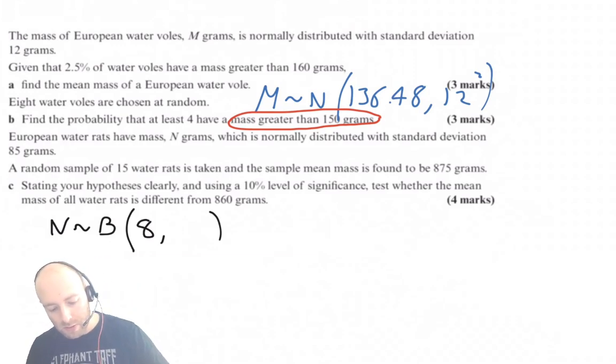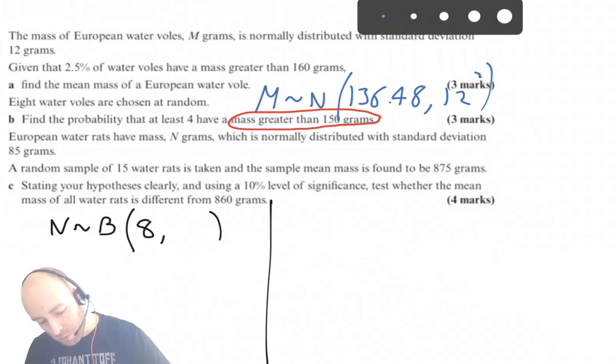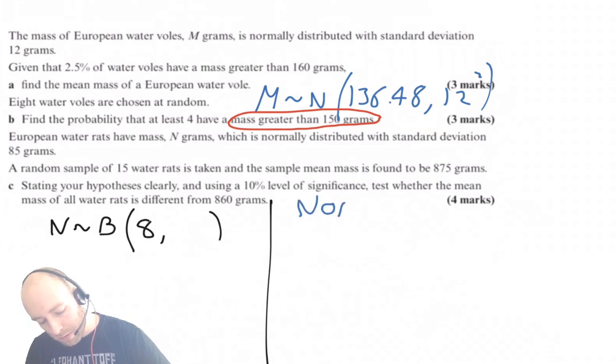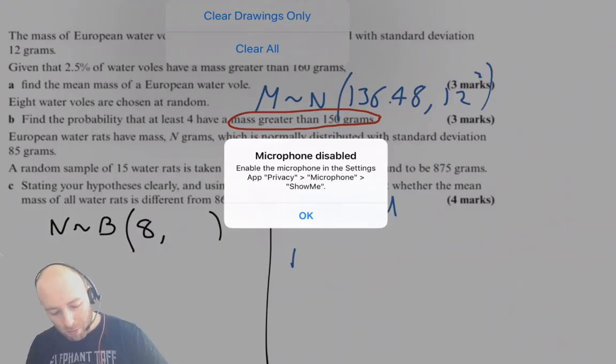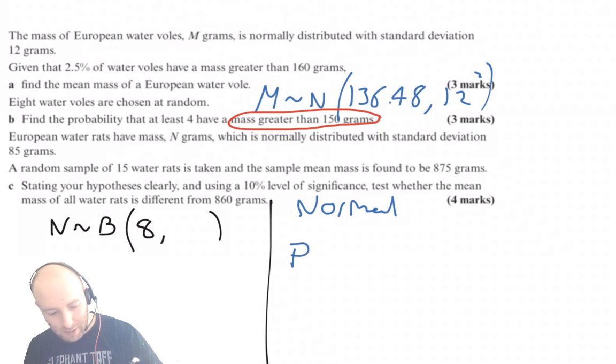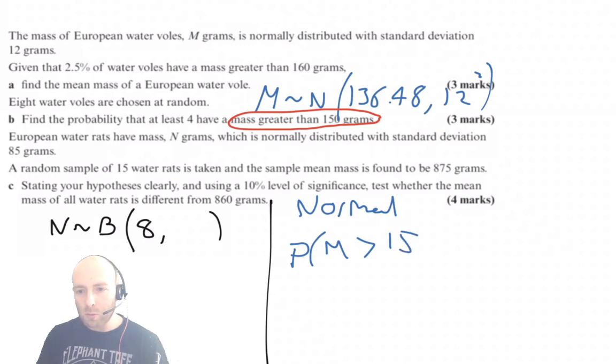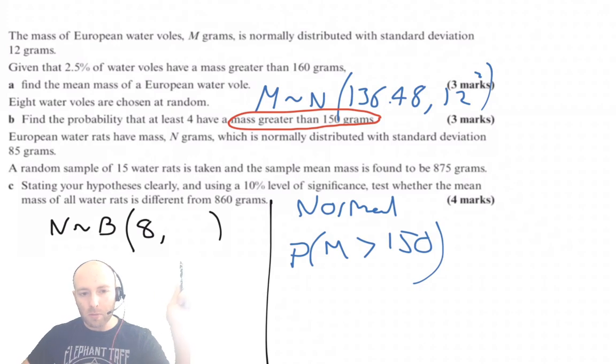Okay, so before we finish off this binomial bit, we're going to go back to the normal again. And we want to find the probability, so normal, the probability of a mass greater than 150. So this is our normal distribution, and once we've got this probability, this is going to be the probability we write in here for our binomial distribution.